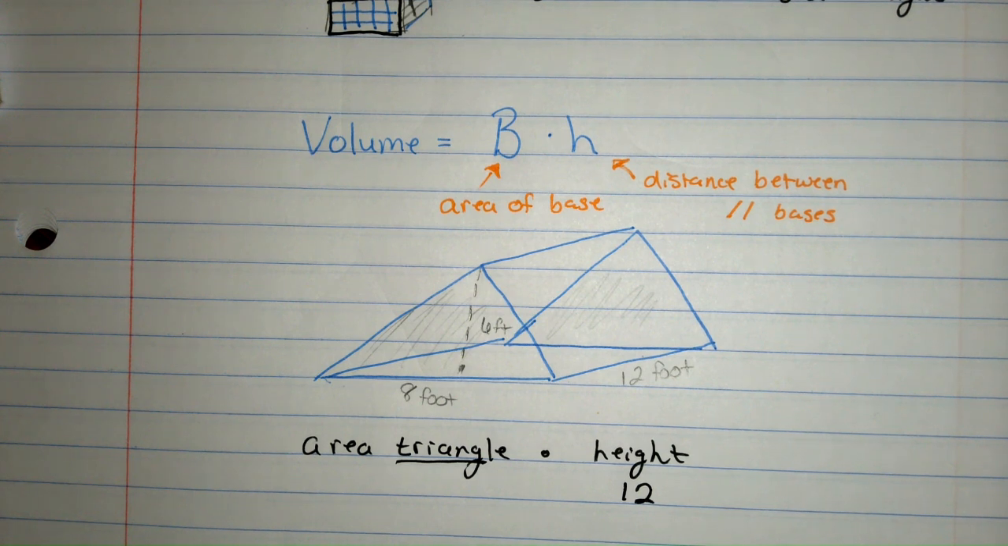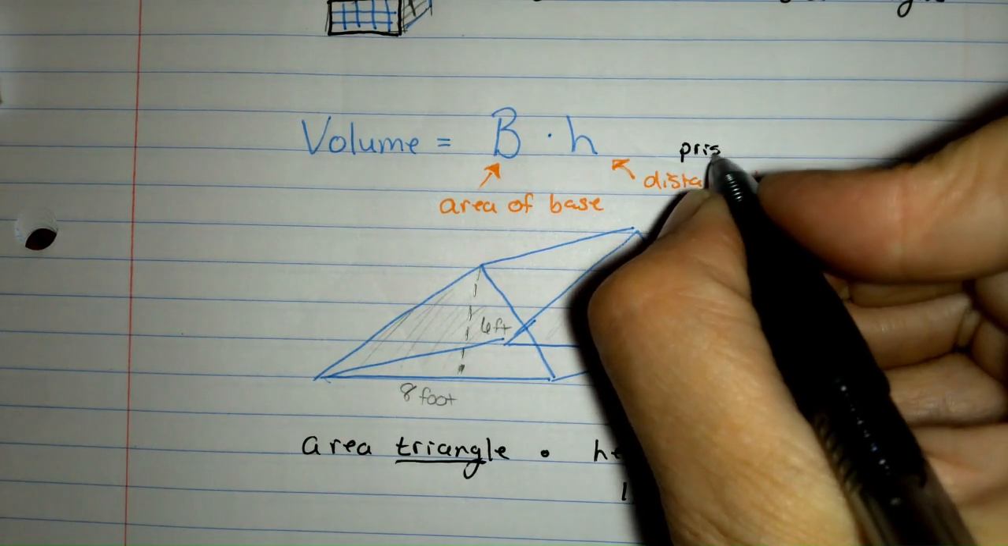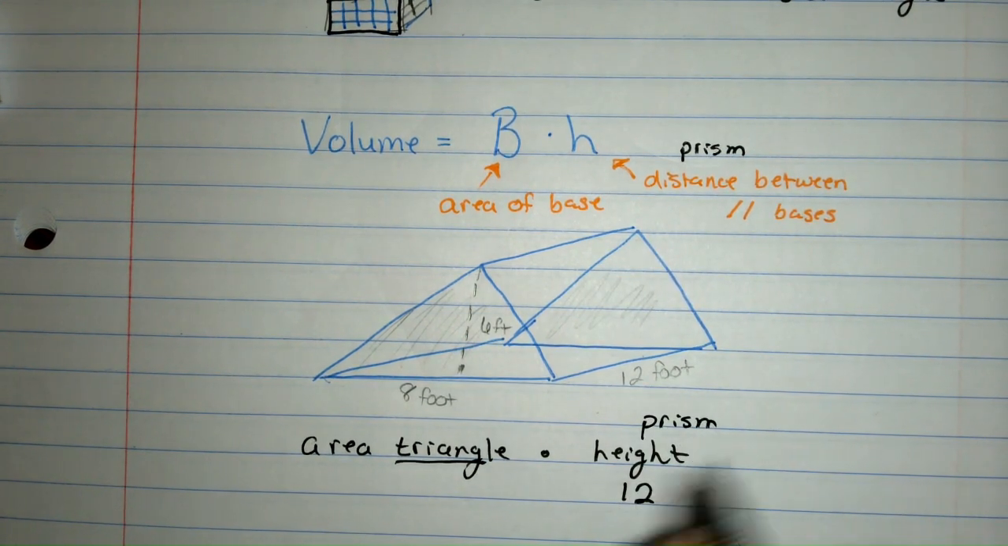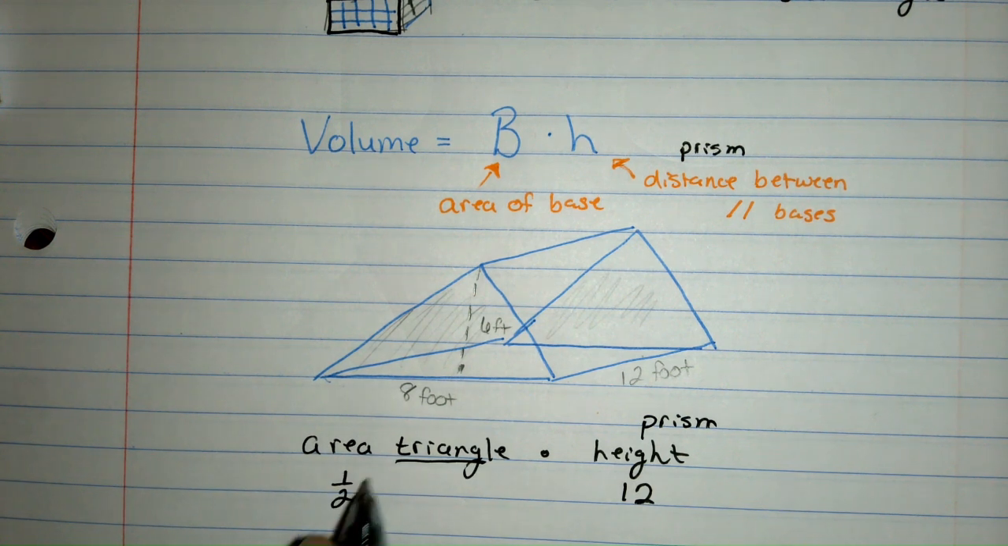I really clarify that height because a lot of times when we talk about the area of a rectangle, we say length times width, or base times height. When we talk about the area of a triangle, we say 1/2 base times height. So we have to understand whether we mean the triangle height or the prism height. This here is the prism height. So the area of the triangle is 1/2 base times height.